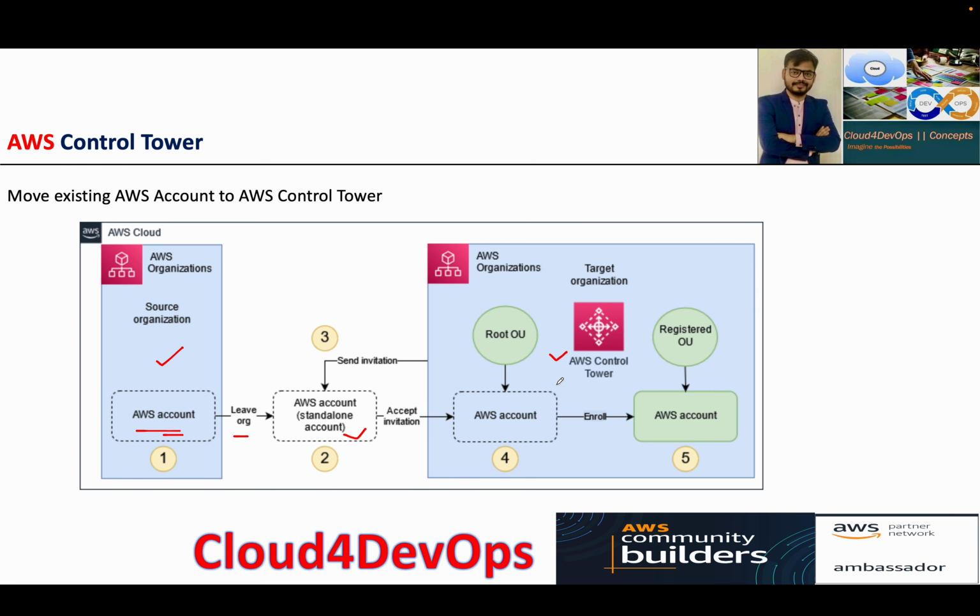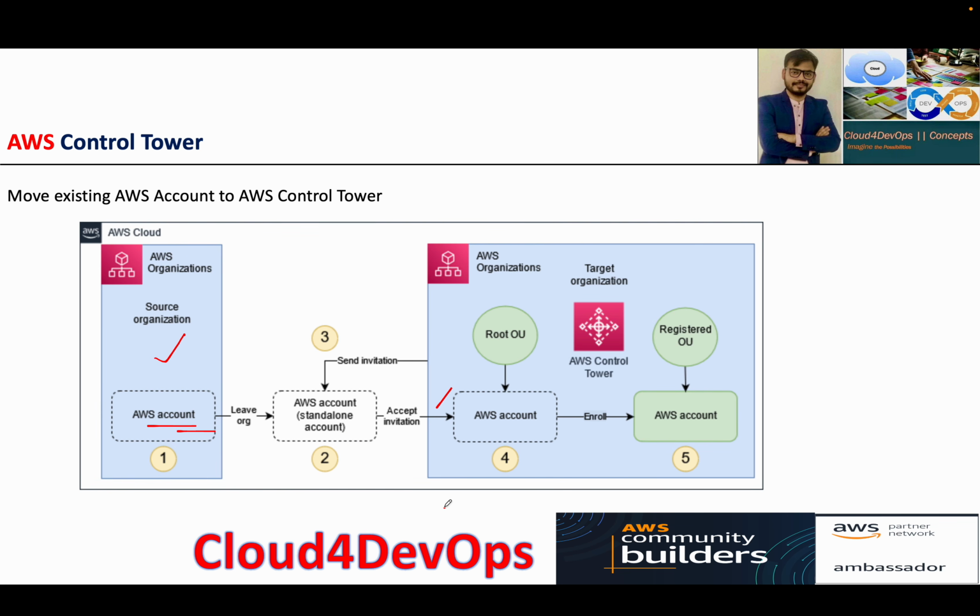Then you go to your Control Tower implementation account, and from there you send an invitation to the standalone account: hey, just accept my invitation to be part of our new AWS organization. And whatever OU you select as a target OU, AWS Control Tower will push out all the pre-configured guardrails and SCPs you have defined to that new account. So that is the workflow that we will perform today.